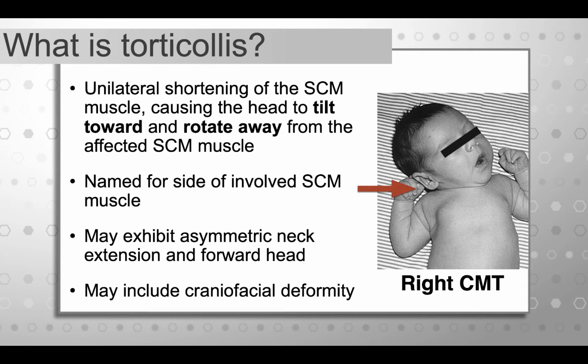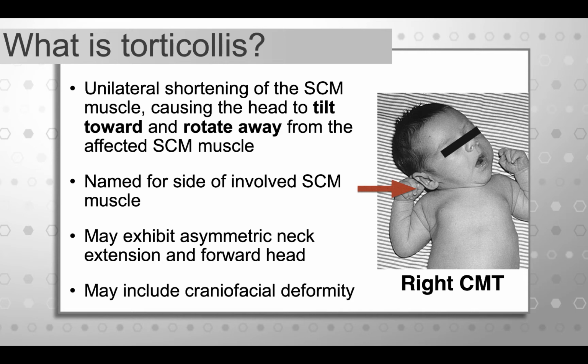So what is torticollis? Torticollis is a unilateral shortening of the sternocleidomastoid muscle. And so you can see here this baby is experiencing torticollis, and this causes the head to tilt toward and rotate away from the affected sternocleidomastoid muscle. So if you think about the action of the sternocleidomastoid, that's exactly what it does. And so when that muscle is really tight, the baby's head is going to be tilted and rotated.